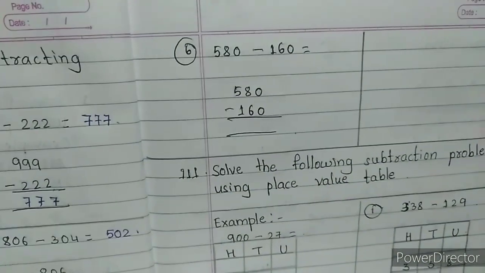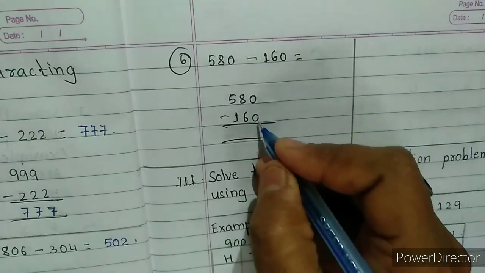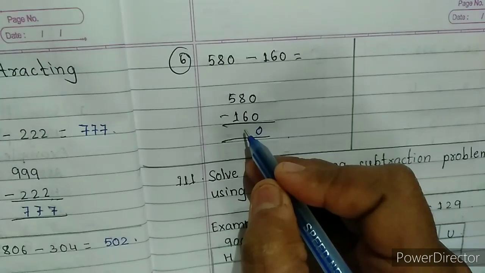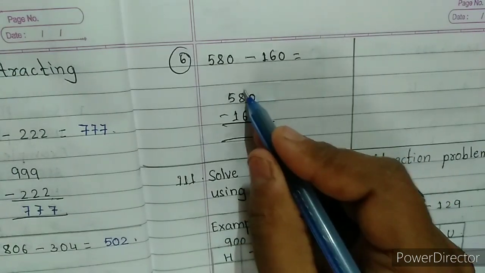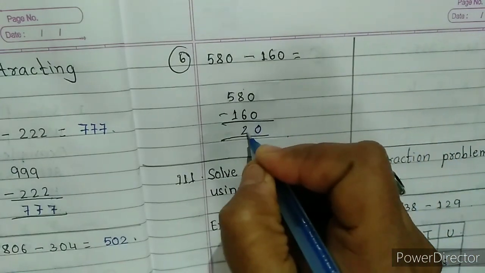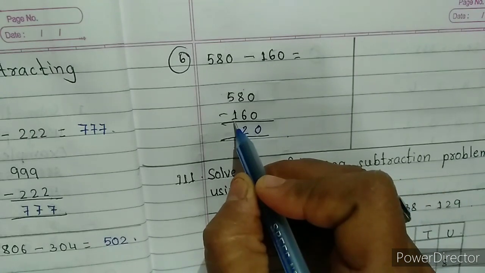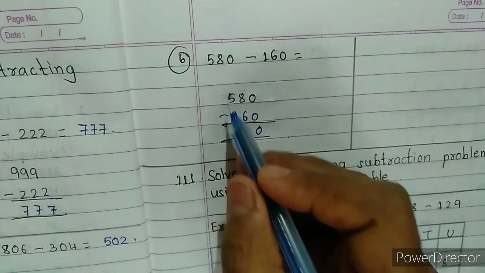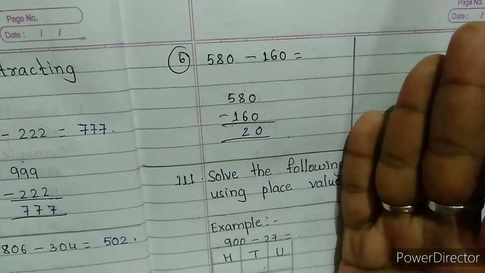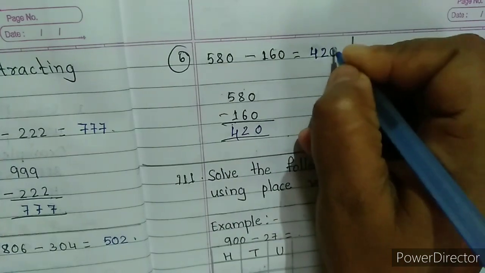Last question, children. 580 minus 160. 0 minus 0, 0. 8 minus 6. Keep 6 in mind. Count till 8. After 6, 7, 8. So what is the answer? 2. 5 minus 1. Okay. So keep 1 in your mind. Count till 5. After 1, 2, 3, 4, 5. So what is the answer? 4. So what is the total answer? 420.